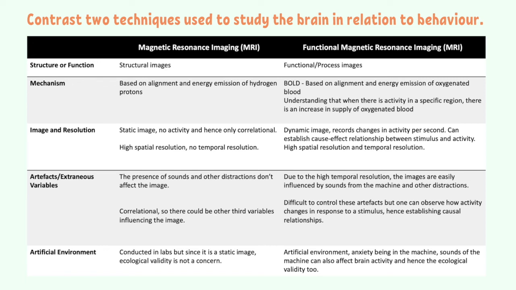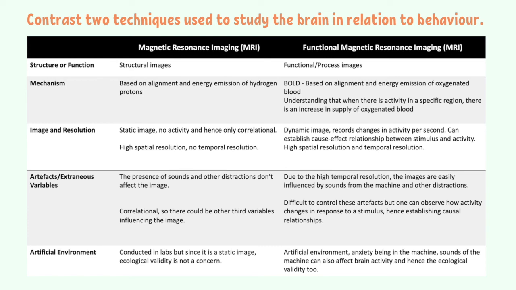In contrast, the fMRI is a dynamic image that is color-coded and records brain activity per second. Okay, it has both high spatial resolution and temporal resolution, so it is able to effectively image both structure and activity.